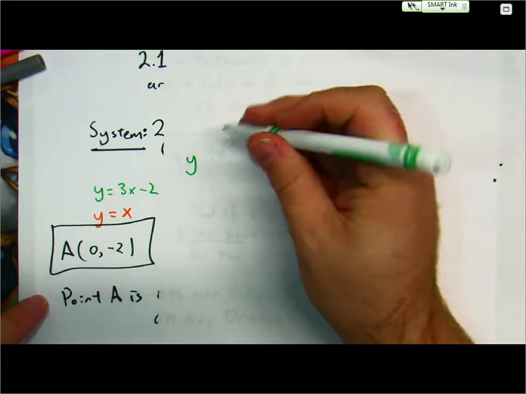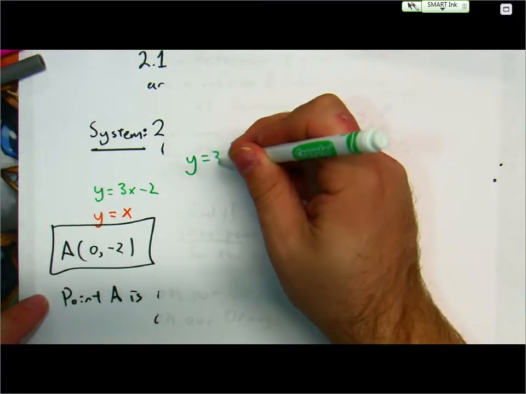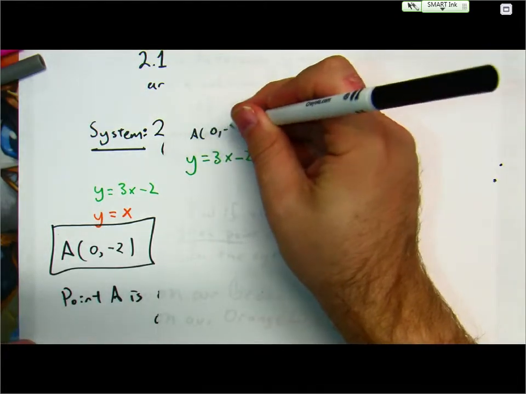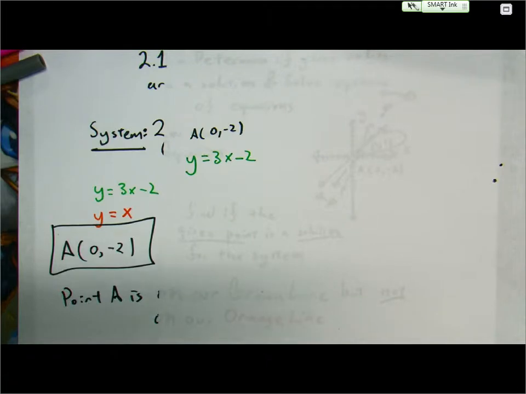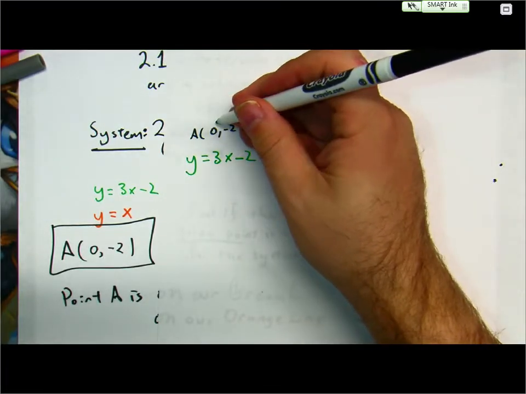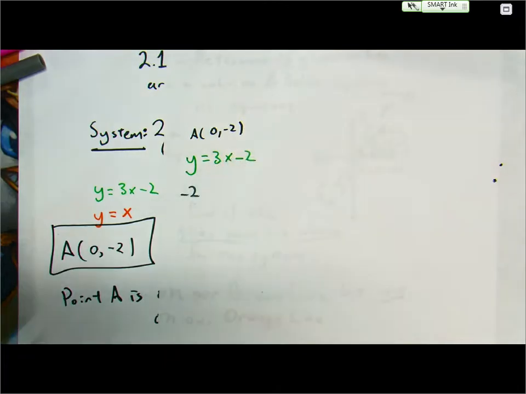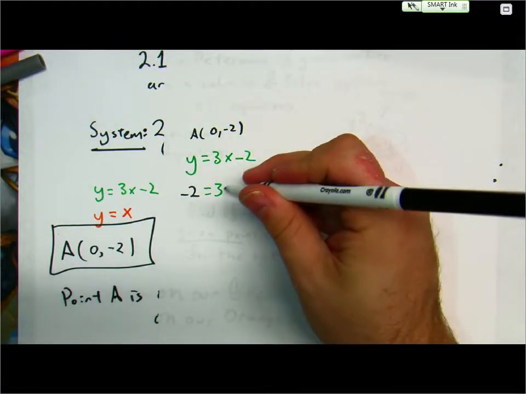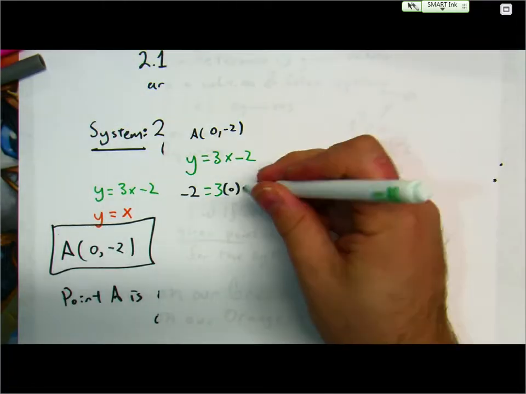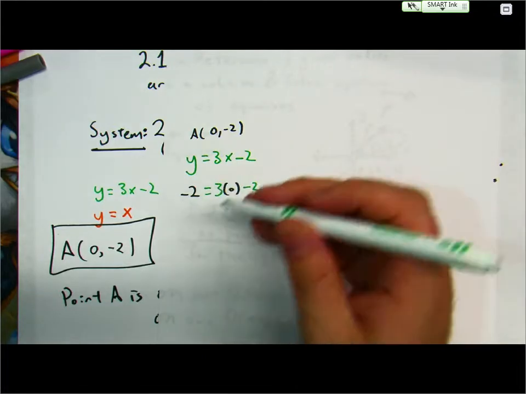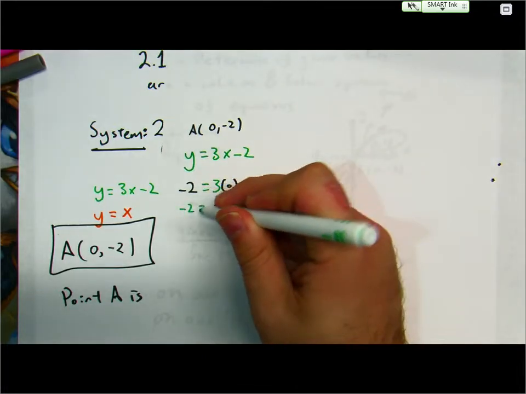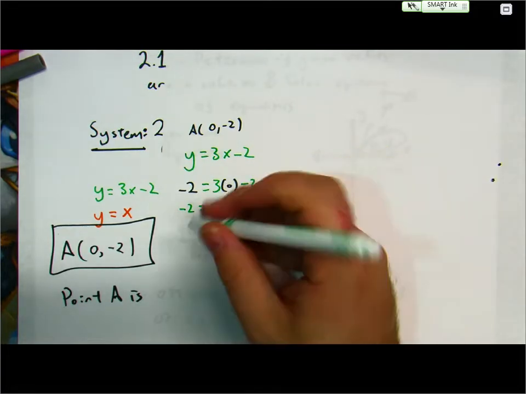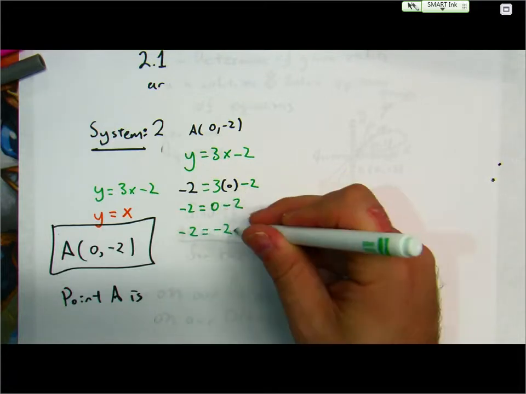Let's check our work. So I have y equals 3x minus 2. And I'm trying to see if the point A, which is 0, negative 2, is a solution. So to do that, all I have to do is plug in my values. In this case, my y is negative 2. So instead of y, I'm going to write negative 2. And that's going to equal 3 times my x, which in this case is 0, and then subtract 2. All right? So I'm just going to go ahead and do this. Negative 2 equals, well, 3 times 0 is 0, because anything times 0 is 0. 0 minus 2 is negative 2, so negative 2 equals negative 2.